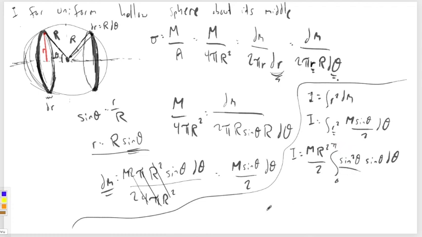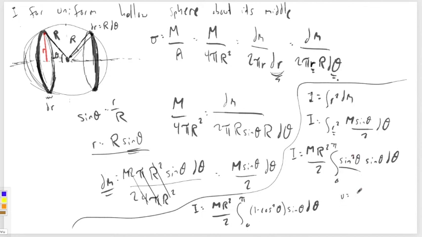Sine squared theta can also be written as 1 minus cosine squared theta. So I can rewrite this whole thing as I equals big M r squared over 2, the integral from 0 to pi of 1 minus cosine squared theta times sine theta d theta. The idea of doing that is that now I can use u substitution.